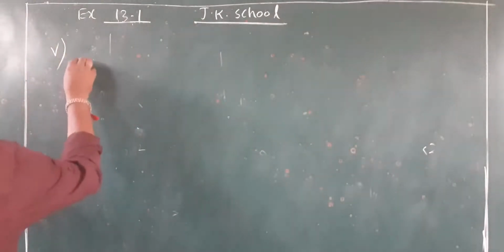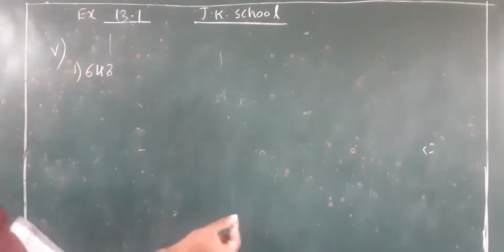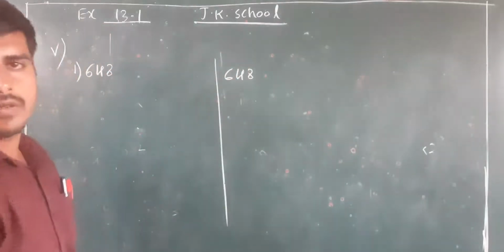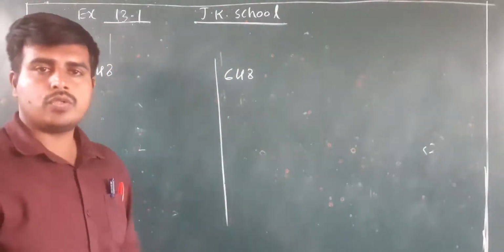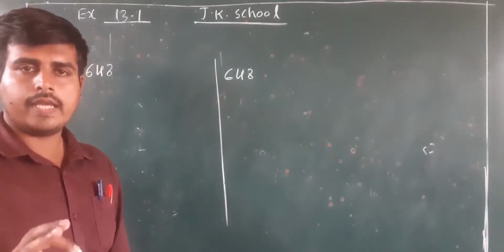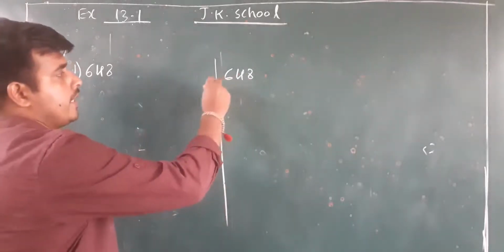I will show the first one. Fifth main, first one, 648. So I have to write 648 first. Then you have to choose the prime numbers only to factorize it. You should not take other than prime numbers, like composite numbers. So the last digit is 8, you have to start with 2.